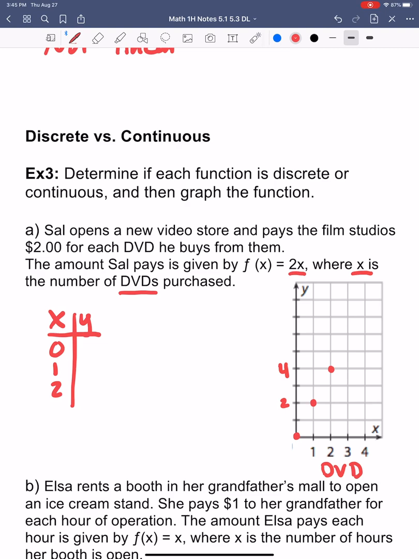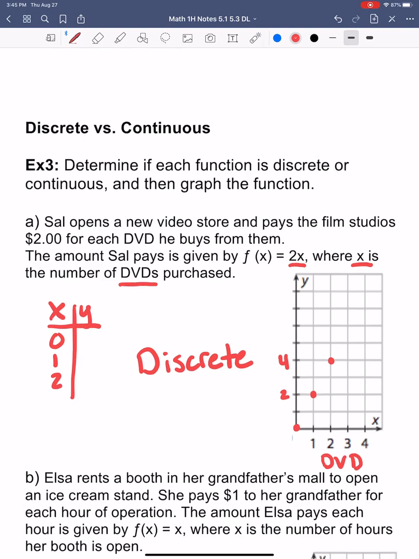And it wants me to determine if this is discrete or continuous. Remember, that's all about what my independent variable is. In this case, it's DVDs. Can you break DVDs into parts, right? Would you want 1.5 DVDs? Hopefully that's a no. So in that case, it means that this is a discrete graph. And if you're not sure why, right, then you can go back and visit our lesson about discrete and continuous variables.